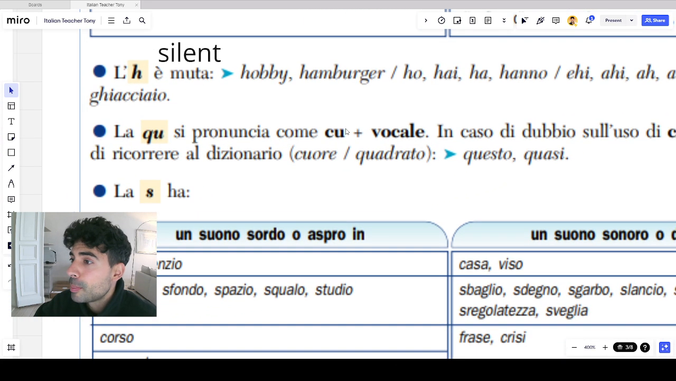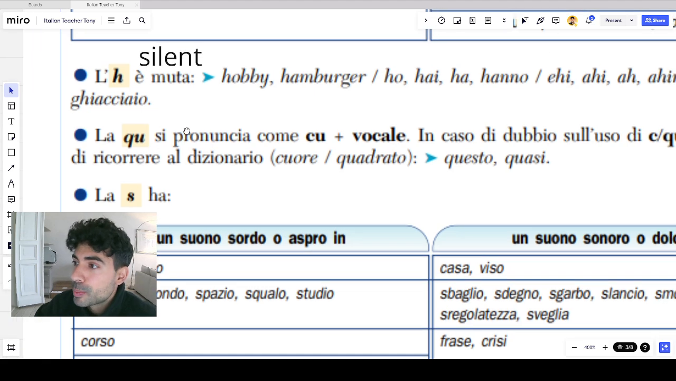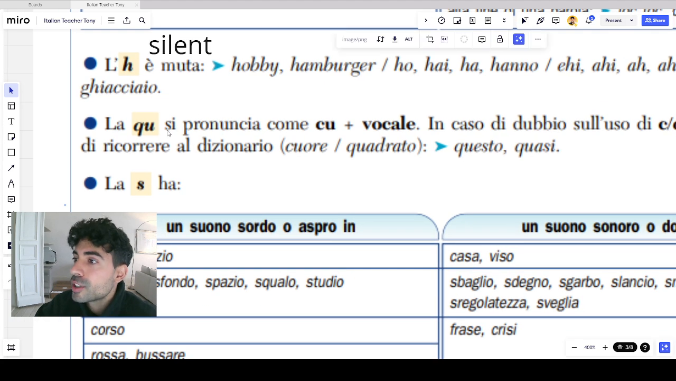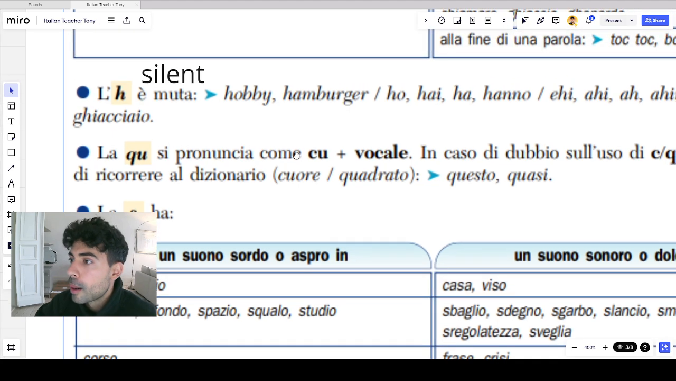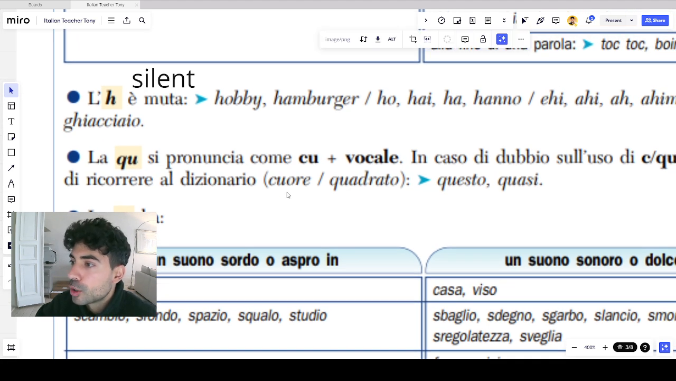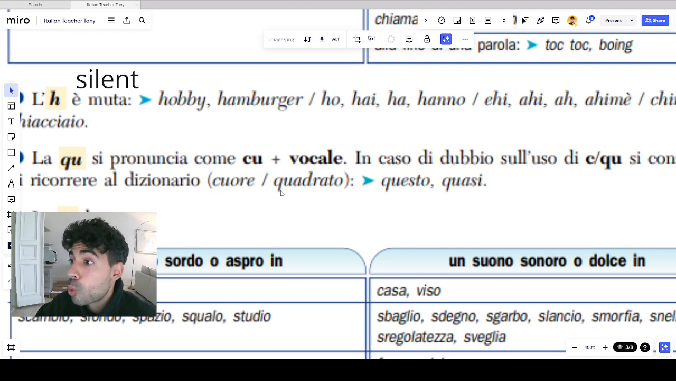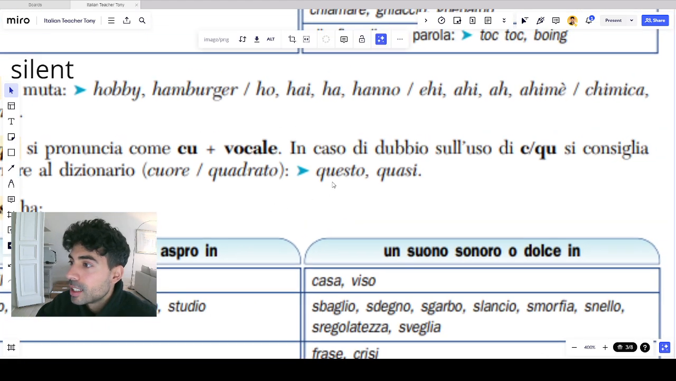Another important tip is that QU is pronounced like CU. You don't say kw, you say cu. For example, heart, cuore, it's CU, and you say cuore. But also quadrato, square. Despite being QU, you will still say quadrato. Also questo, this, quasi, almost. CU, questo, quasi.